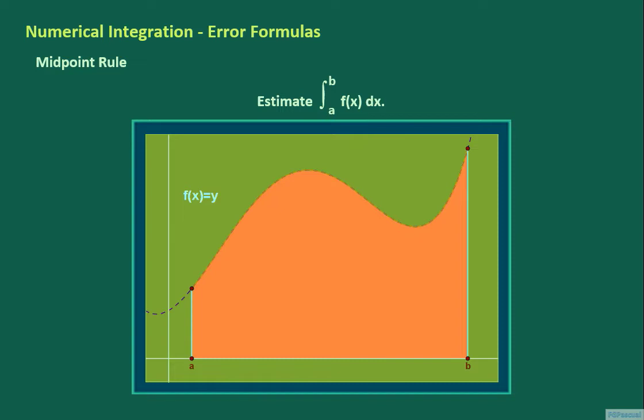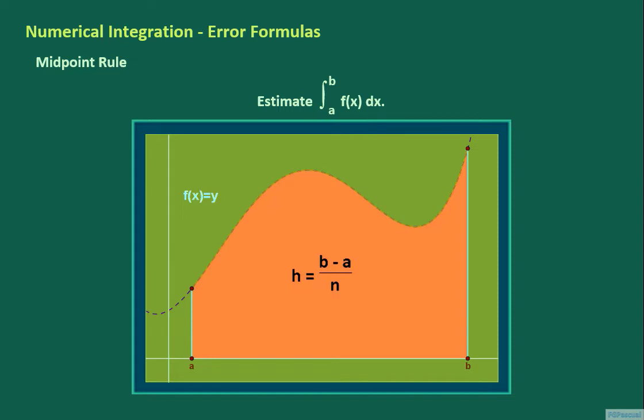We subdivide the interval from a to b into n subintervals. We will simplify the discussion in this lecture by choosing what is called a uniform partition. That is, the n subintervals will all have the same length. Let h be equal to the length of each subinterval. Then h is equal to b minus a divided by n.